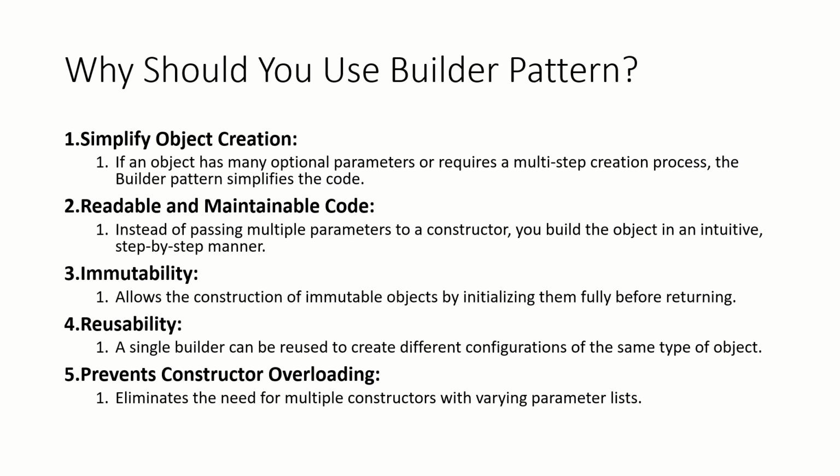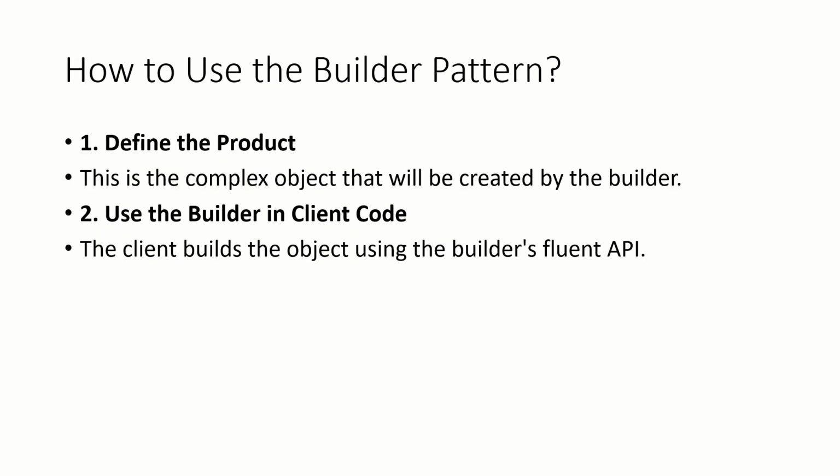Okay. Now the fifth one is preventing constructor overloading. It eliminates the need for multiple constructors with varying parameter lists. This is what we discussed, right? So these are the benefits of it, and you should use it when a large number of parameters are there, then you should use the builder design pattern to create the object.